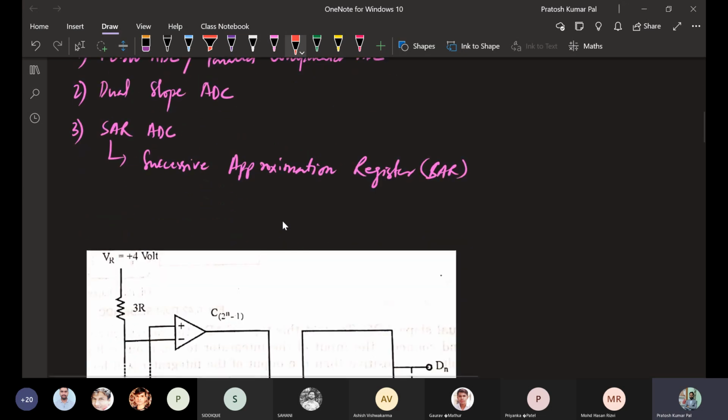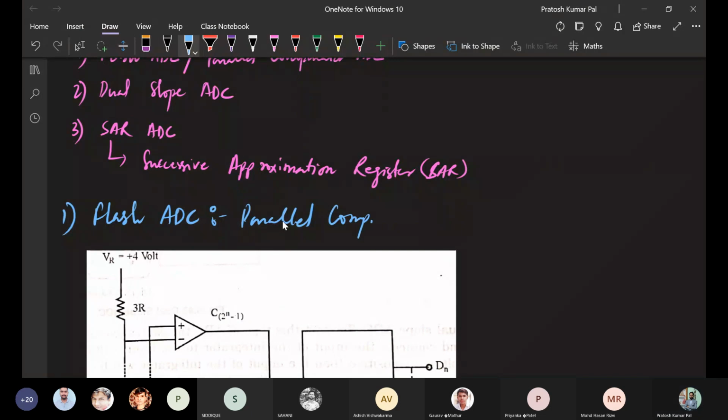There are some differences between these types of ADCs. So what is the advantage and disadvantage? We will see that. The first we will see is the flash ADC, or we call it the parallel comparator ADC. Okay.